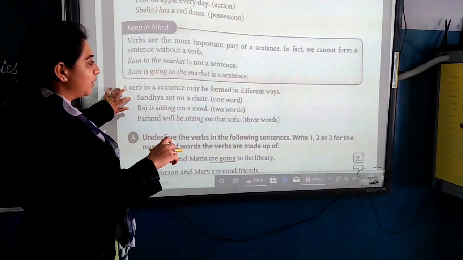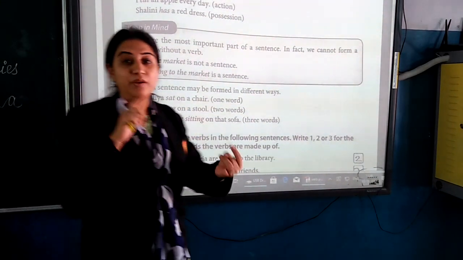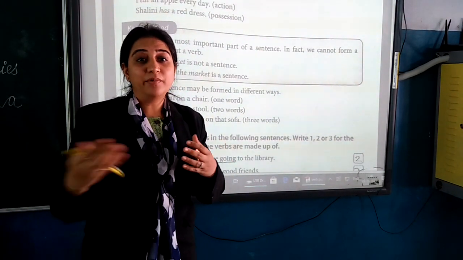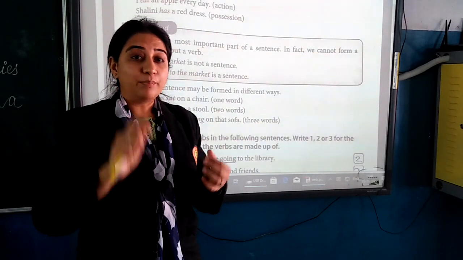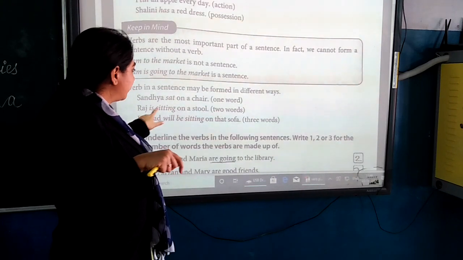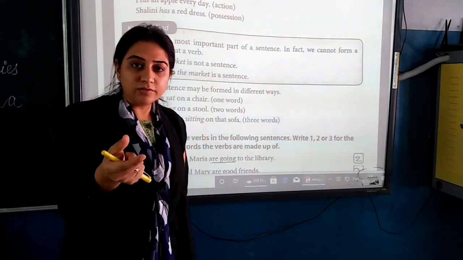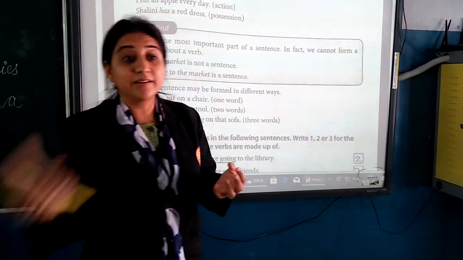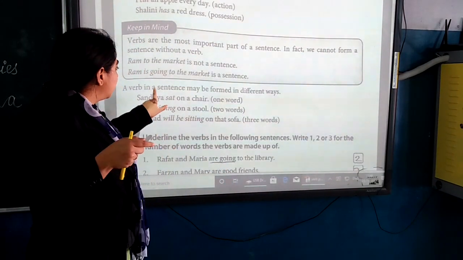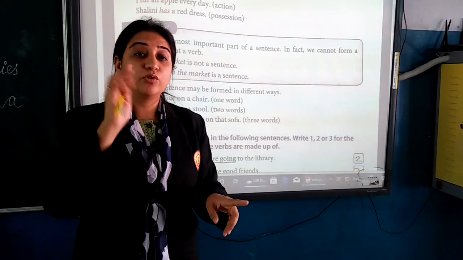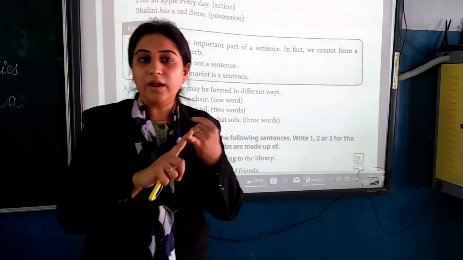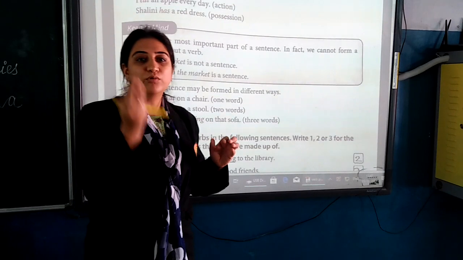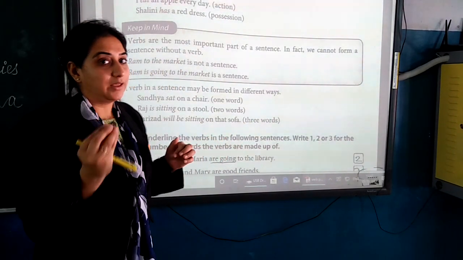So a verb in a sentence may be formed in three different ways. It can be one word, two words, or three words. Suppose I write only I am writing, so am is one word. Raj is sitting on the stool, so there are two words. Parisar will be sitting on that stool. What is the verb over here? Will be sitting. And one word: Sandhya sat on a chair. So in a sentence, it can be one verb, two verbs, or more than two verbs. I hope you are clear. These few things you have to keep in mind while making a sentence.